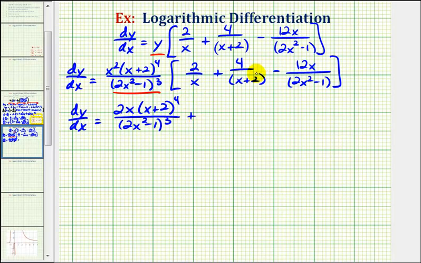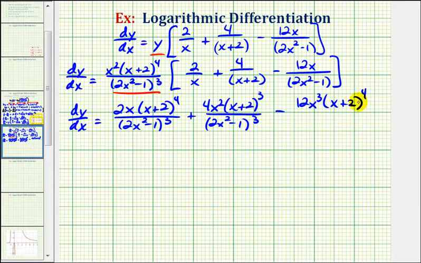And then for the next product, notice how 1 factor of x plus 2 is going to simplify out. So we'd have plus 4 times x squared times, again, one factor of x plus 2 will simplify out, so we'll have 3 factors of x plus 2, and then we still have 3 factors of 2x squared minus 1. And for this last product, nothing simplifies out, so we'd have minus 12x to the third, 4 factors of x plus 2, and now we have 4 factors of 2x squared minus 1 in the denominator.